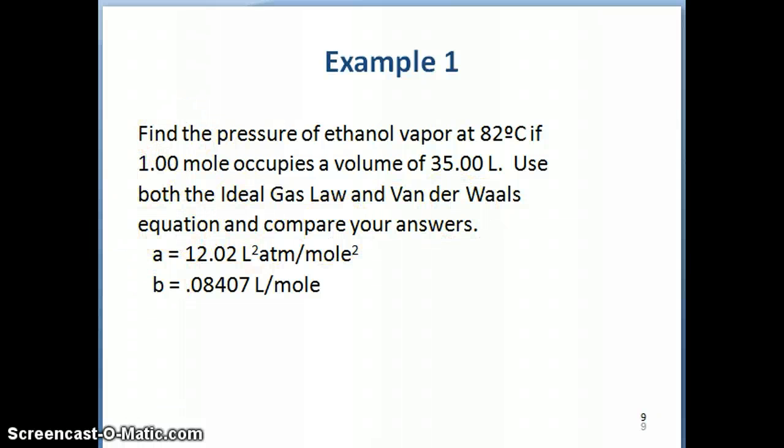Okay, so the problem itself asks for us to calculate the pressure of ethanol at 82 degrees Celsius if you have 1 mole and it occupies 35 liters. And it's asking you to calculate it both ways using the ideal gas equation and van der Waals equation, compare your answers as a result, because remember that we want to see if there is a big deviation when we're using one equation versus the other one.